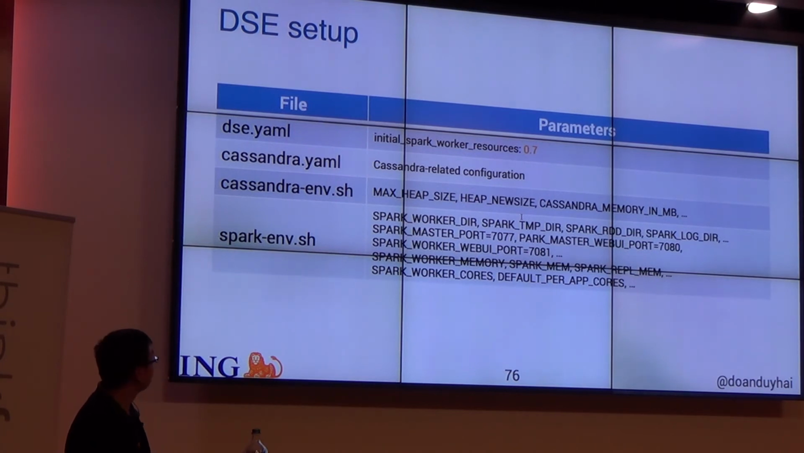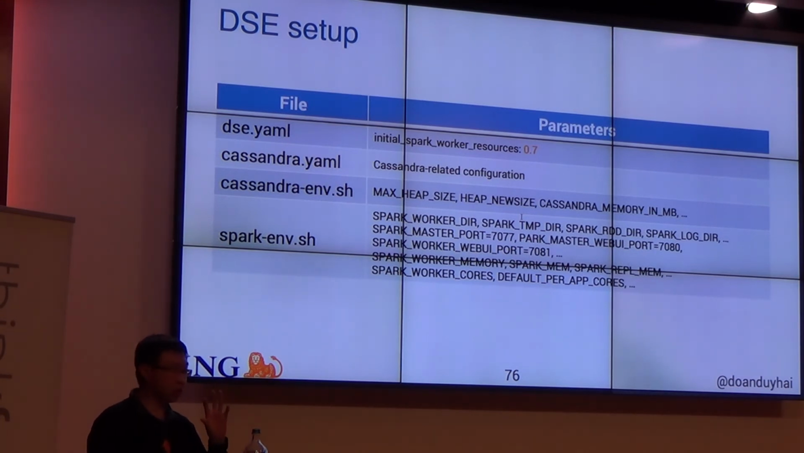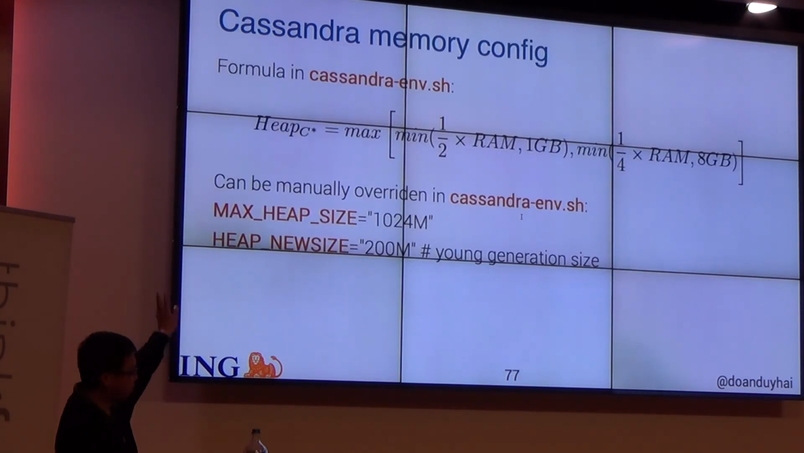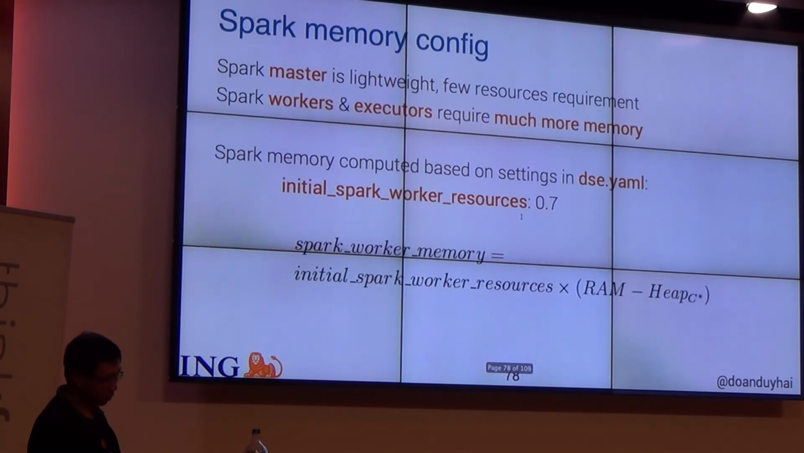Okay, so basically it starts two different environments. On the same machine, DSE will start the Cassandra process and the Spark process separately. So this formula is very well known. It is given in the cassandra-env.sh. You can override those parameters manually, of course.